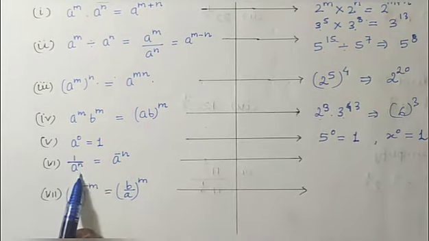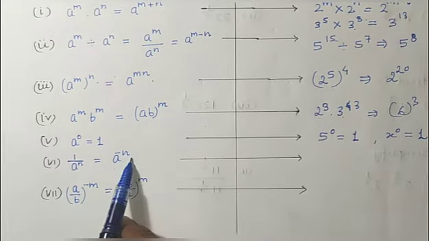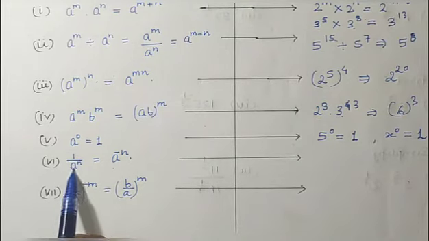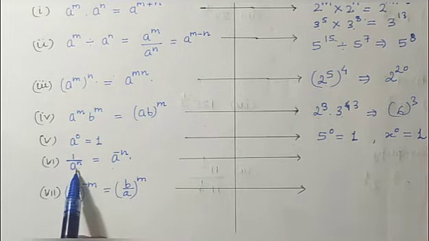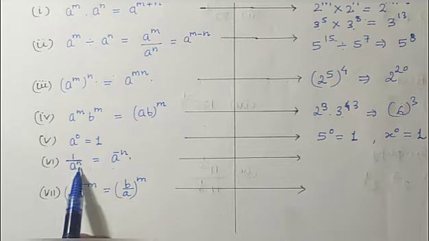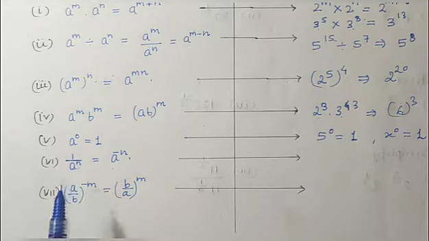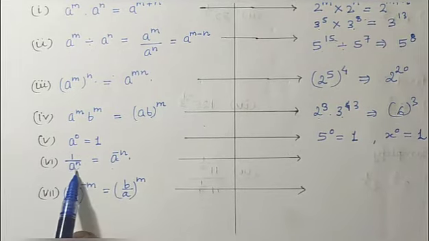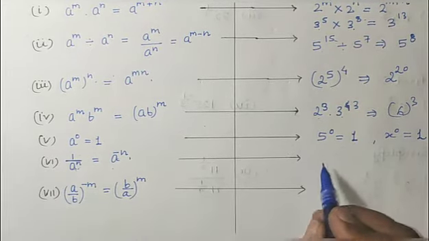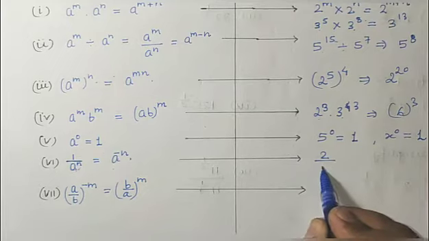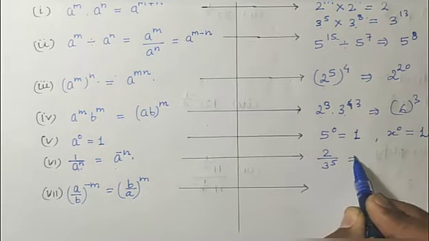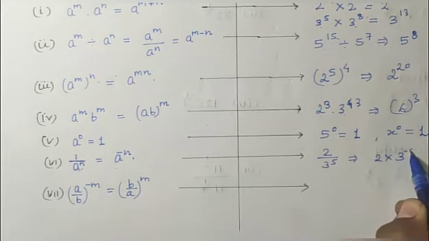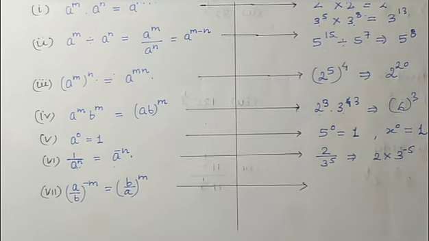Next part is 1 upon a to the power n, which is a to the power minus n. It means if you want to write your number in the numerator only, you have to shift it, and when you shift it, the sign will change. If it is positive, it will become negative, and if it is negative, it will become positive. Like if we write 2 upon 3 to the power 5, then it will be 2 into 3 to the power minus 5.